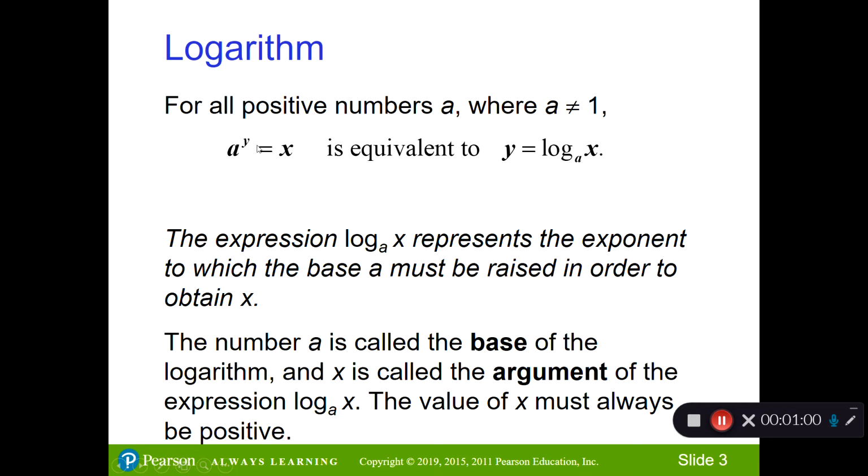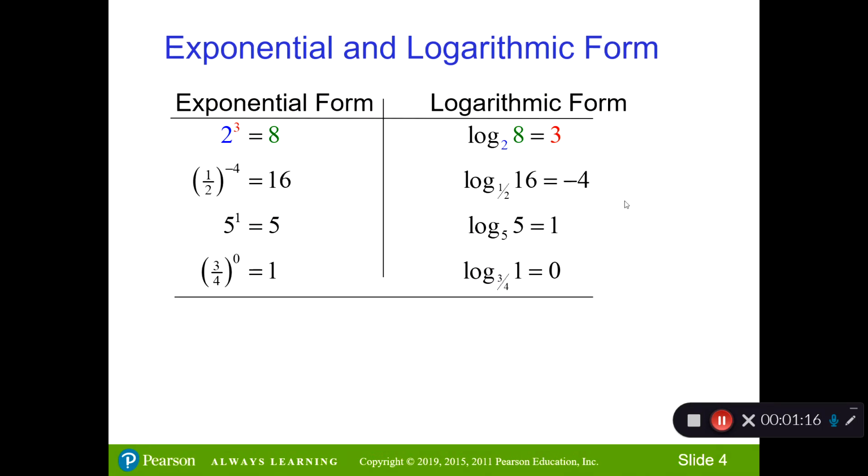Now notice that I said y is the exponent, and this says y equals the logarithm. That means the logarithm is an exponent. It's the exponent you must raise a to in order to generate x. For example, 2 cubed is 8, so log base 2 of 8 equals 3. It's the base 2 to the exponent 3, 2 to the third, equals what's inside the log.